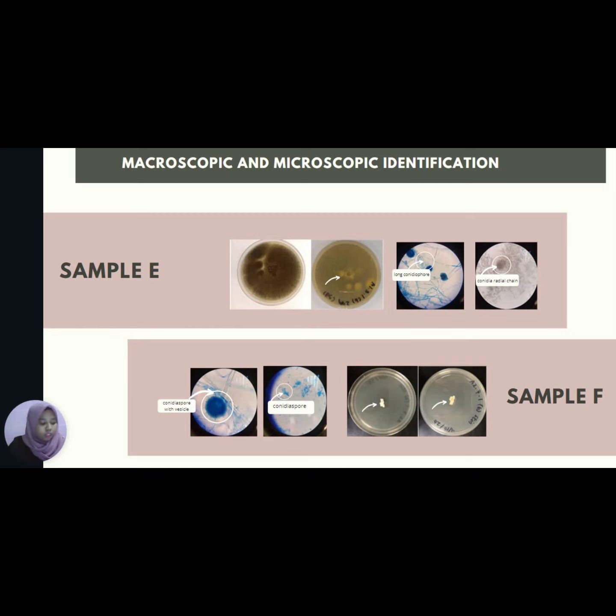In sample E, the texture was powdery green, cottony, with black pigmentation on top. And in microscopic, we can see there are long conidiophore and conidial chain. In sample F, white wrinkled heap on top with pale yellow reverse colony pigmentation for macromorphology. And for microscopic, we can see there are conidiophore with vesicle and conidiospore.